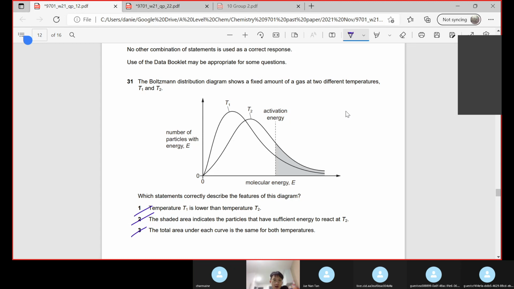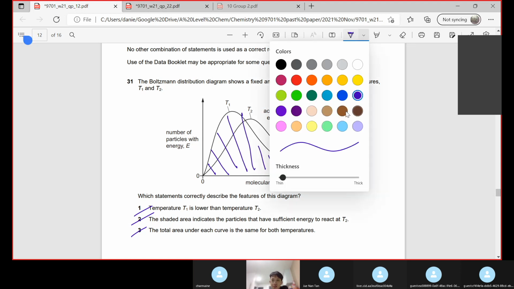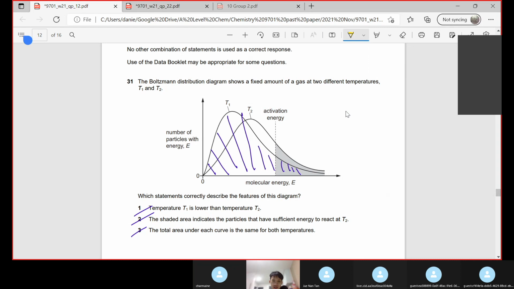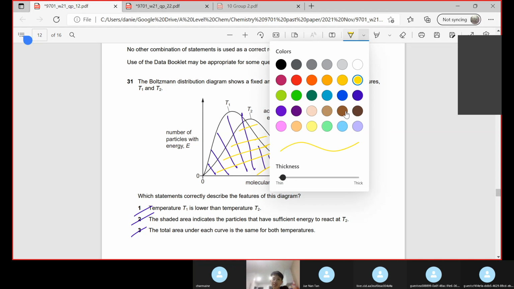Okay, this is the total area for T1. Then for T2 I use the yellow color to represent. This is the total area for T2. These two areas, right, they should be the same. Okay, so the answer is A.